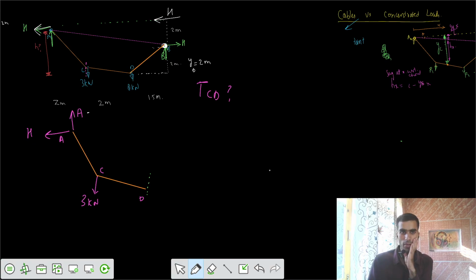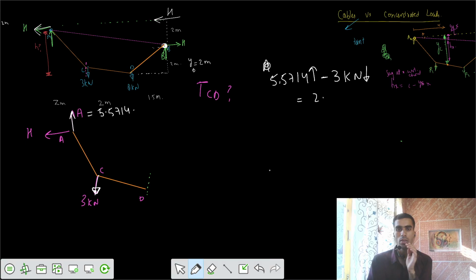The value of A was equal to 5.5714. See, the direction is upwards, and your one more load is vertical downwards, 3 kilonewton. That means there should be a net of these two on this section to balance, such that this section is in equilibrium. Can you tell me what should be the net value? The net value of 5.5714 upwards, minus that 3 kilonewton downwards, is 2.5714. That's the net value upwards. So at this section you have to take this amount of load, but that should be downwards: 2.5714 kilonewton.